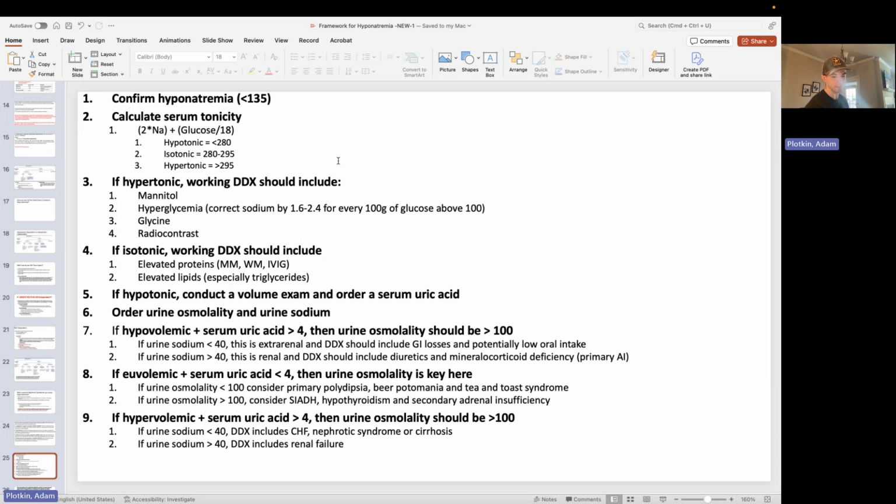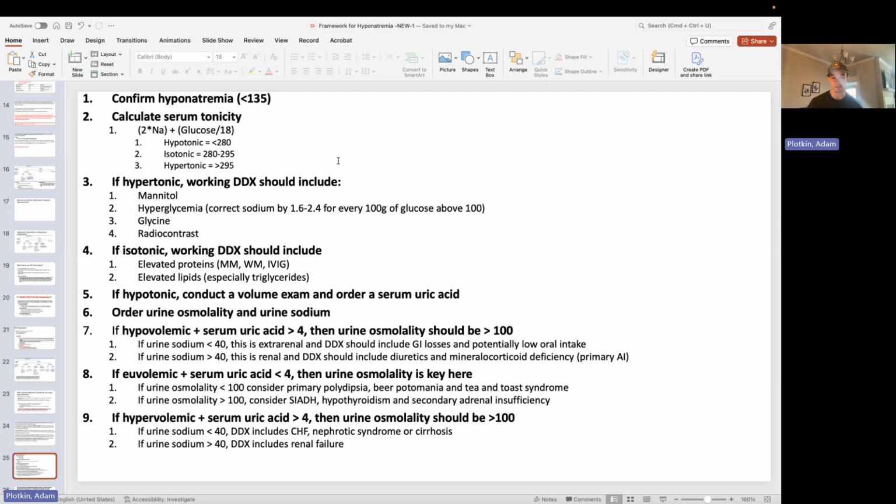If the patient is euvolemic, their serum uric acid is less than 4, and their urine osmolality is greater than 100, we want to consider SIADH, hypothyroidism, and secondary adrenal insufficiency. Again, look at their medications. Were they started on any new ones recently? Do they have any lung pathology? Do they have any brain pathology? Look at their TSH. Get a 0800 cortisol, reflex to cosyntropin, okay?